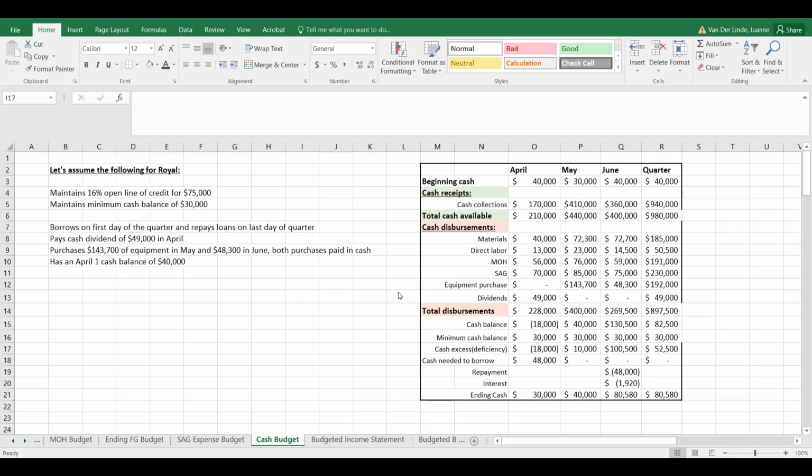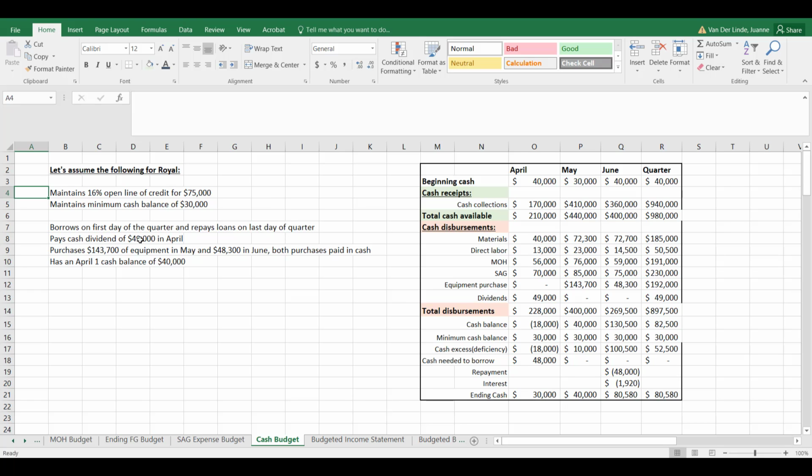All right, next we're going to look at how to prepare the cash budget. So we have to make some assumptions here for Royal. So we assume that they maintain a 16% open line of credit for $75,000. They maintain a minimum cash balance of $30,000. They borrow money on the first day of the quarter or repay loans on the last day of the quarter.